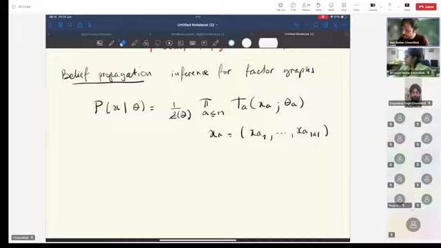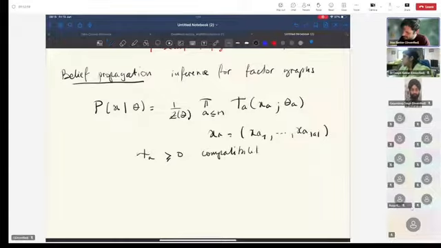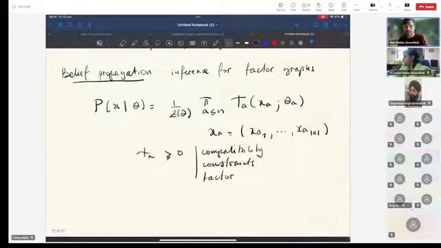Perfect. These psi a's are called compatibility functions or constraints, and they're non-negative. Compatibility functions or constraints, or just factors.